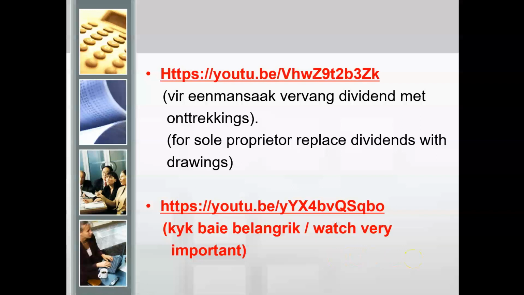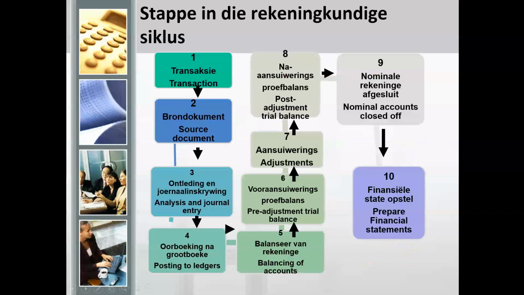What is happening in the accounting cycle? From where a source document is issued for a certain transaction that has been entered into, until that specific transaction ends up in one or other financial statement. Just to recap, what are the steps in the accounting cycle?